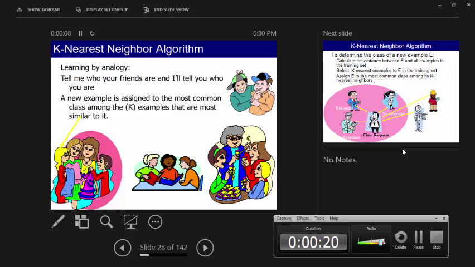Two classification algorithms will be discussed in this class. Last class, what algorithms have we looked at for classification? Can anyone remember? The decision tree?